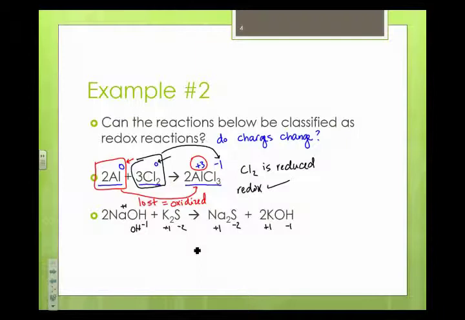I don't see any difference in my charges between my reactants, what I started with, and my products. And so that tells me that nobody lost any electrons and nobody gained any electrons, and so this is not a redox reaction.